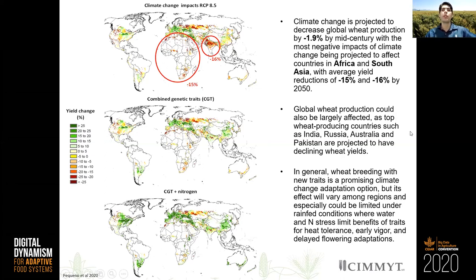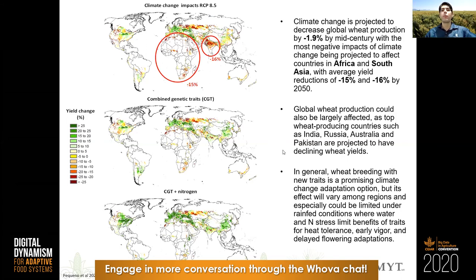And global wheat production could also be affected because top wheat producing countries such as India, Russia, Australia, and Pakistan are projected to have declining wheat yields as well. And of course, it has different regional patterns. And in general, wheat breeding with new traits is a promising climate change adaptation option. But the effects will vary among regions and specifically could be limited under rain-fed conditions where water and nitrogen stress limit benefits of traits for heat tolerance, early vigor, and delayed flowering adaptations.